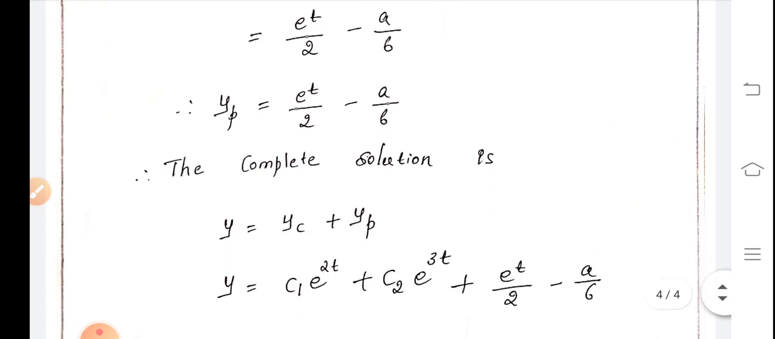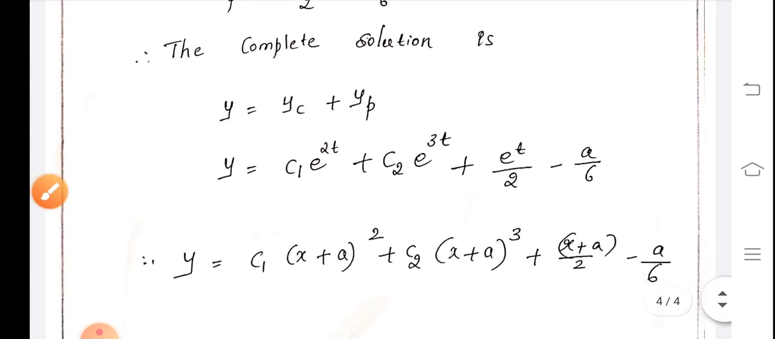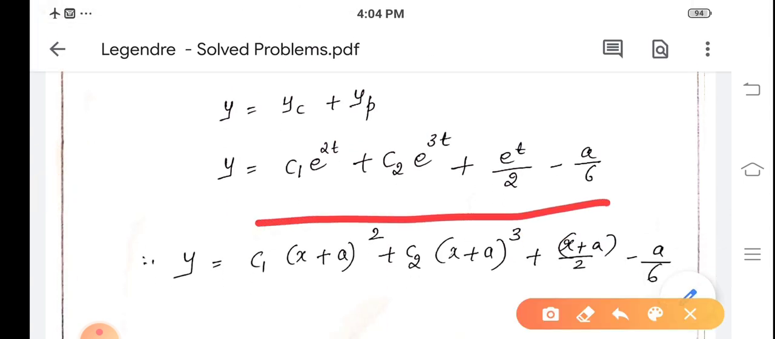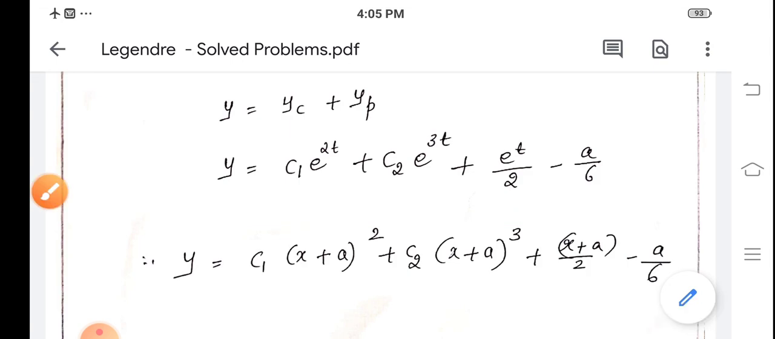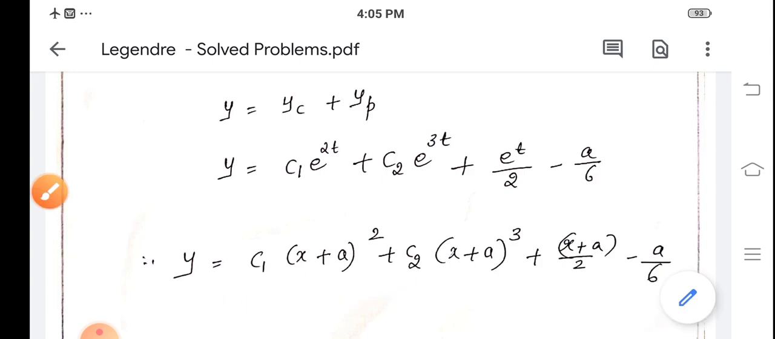Now we are getting particular integral as yp is equal to e power t divided by 2 minus a by 6. Finally, we write the complete solution as y is equal to yc plus yp. That will be y is equal to c1 e power 2t plus c2 into e power 3t plus e power t divided by 2 minus a by 6. But in the beginning, we are taking substitution for t as t is equal to log(x plus a). Then finally, we have to substitute back for the variable t. So we are getting solution as y is equal to c1 into (x plus a) whole square plus c2 into (x plus a) whole cube plus (x plus a) divided by 2 minus a by 6. So this is the solution of second problem.